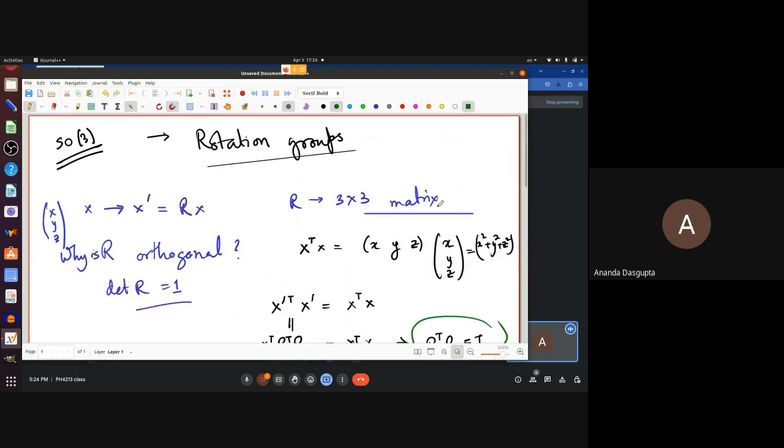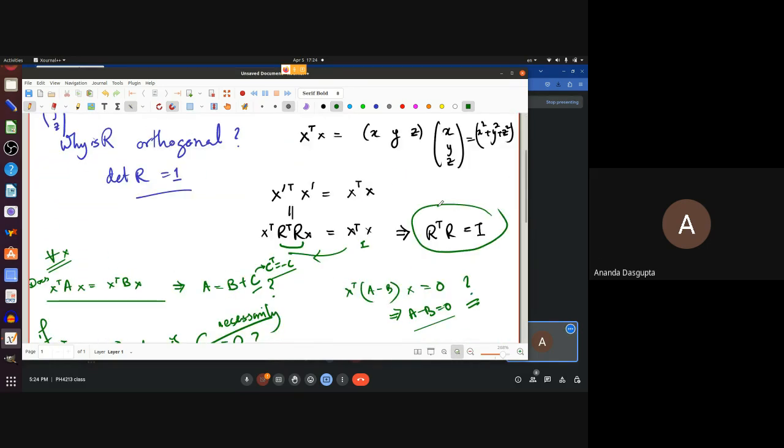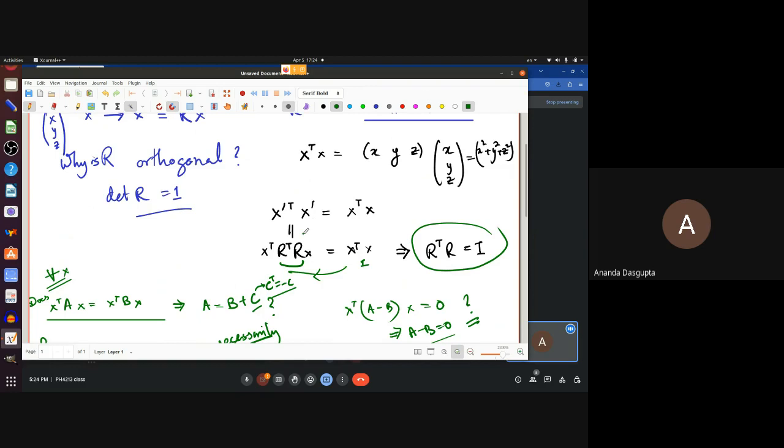So let's go back to what we were saying. Basically, the problem was you identified R transpose R with the identity, because X transpose of R transpose R X is the same as X transpose identity X. What we have shown right now is if these two things are equal, then A does not have to be equal to B. A and B could differ by an antisymmetric matrix. In other words, you can only make a statement about the symmetric part of A.